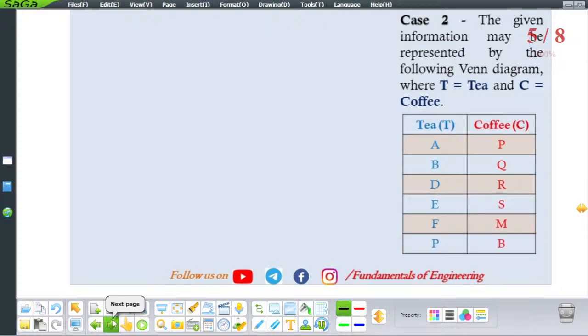Now the second type, case 2, when we have the information for tea and coffee taken by different people, and we have 12 different people. This data we have to interpret in terms of a diagram, which is nothing but the Venn diagram. In that data we have to find out whether there is any similar name between these two columns.